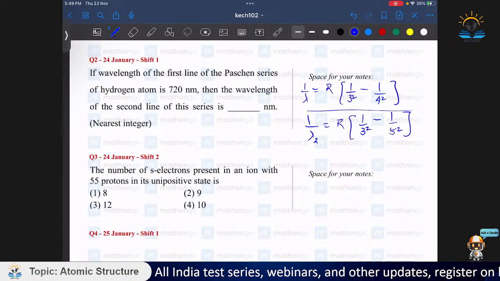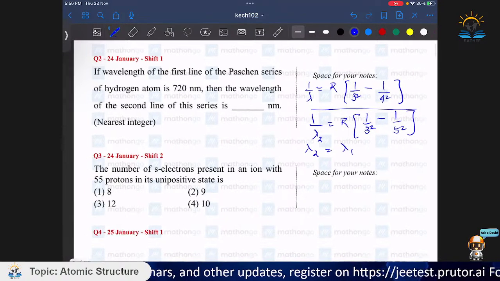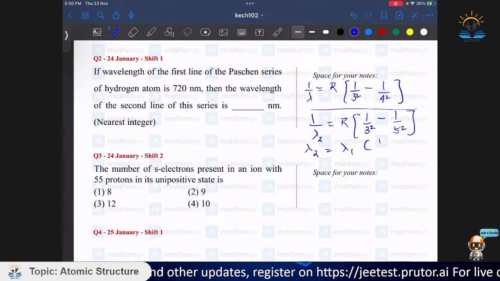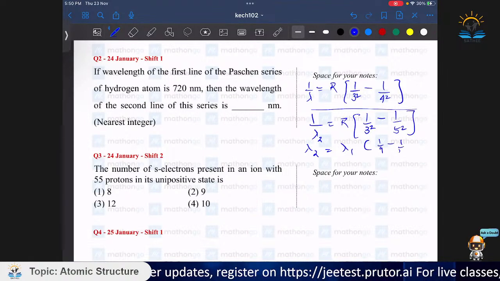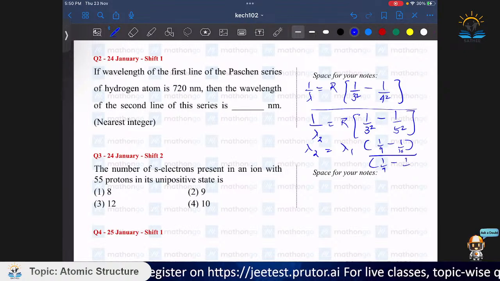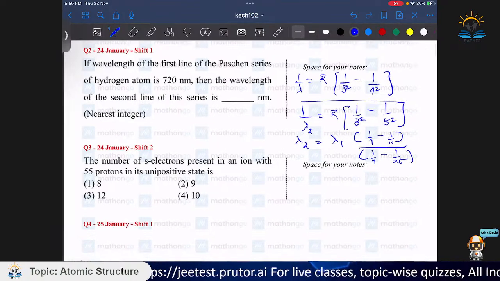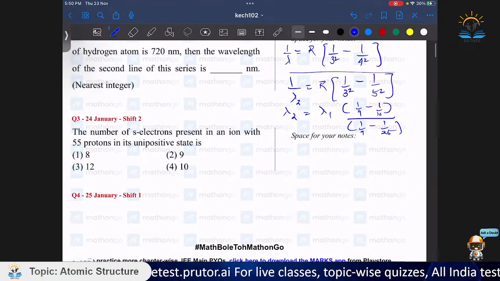What will we get? Lambda 2 is equal to lambda 1 into (1 by 9 minus 1 by 16) upon (1 by 9 minus 1 by 25). So on calculating, we'll calculate.